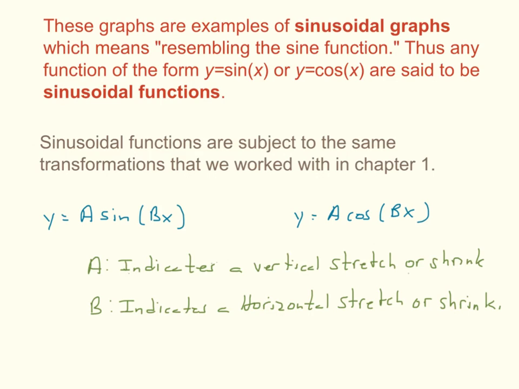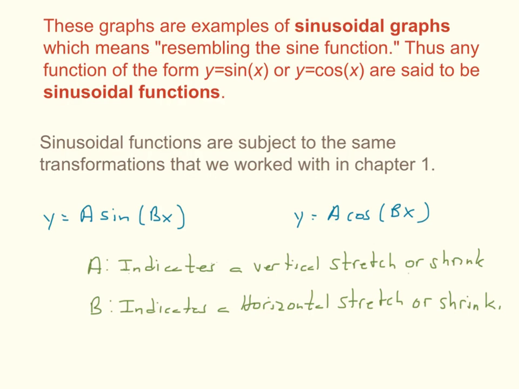Now, as we've mentioned, you've heard the term sinusoidal a few times. These graphs are examples of sinusoidal graphs, which means that it is resembling the sine function. So the cosine function is a curve that resembles a sine function. The sine function obviously resembles itself. But the thing you have to remember is that we can resemble the sine function by doing other types of transformations. Any function of the form y equals sine x or y equals cosine x is going to be a sinusoidal function. Now, there could be transformations. These sinusoidal functions are subject to all the same transformations we worked on in Chapter 1.